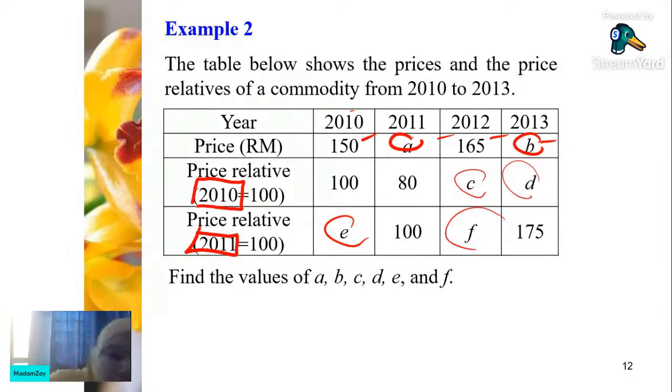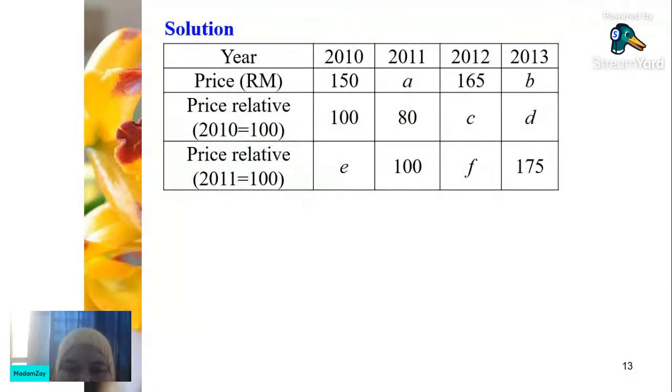So how to find the value of A, B, C, D, E, F? We need to use the price index formula, the simple relative price index formula. Okay, so first of all, for the value of A, what is A? A is the price for 2011. For 2011, the price relative with 2011 as the base will be 100, so we cannot know the value of A from that. This is in the form of percentage.